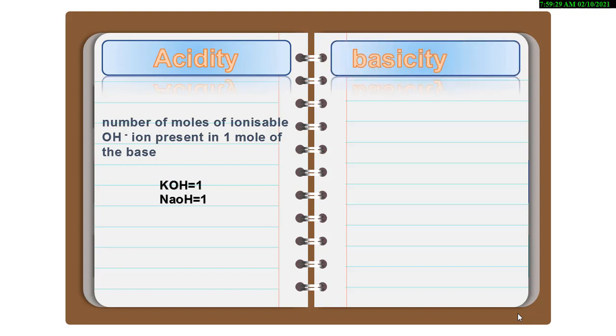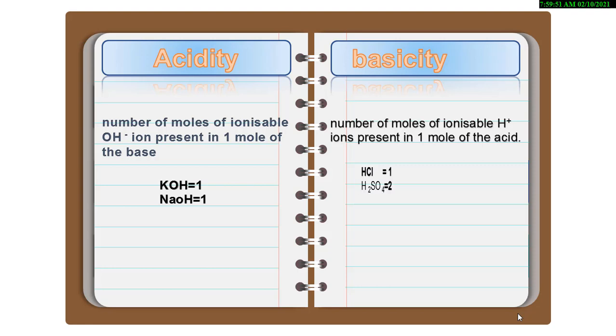Next one is basicity. Number of moles of ionizable H plus ions present in 1 mole of acid is called basicity. That means number of replaceable H plus ions present in 1 mole of acid is called basicity. Example, hydrochloric acid. Basicity of hydrochloric acid is equal to 1 because 1 hydrogen is replaceable. Basicity of H2SO4, sulfuric acid, is equal to 2 because replaceable hydrogen atoms equal 2.